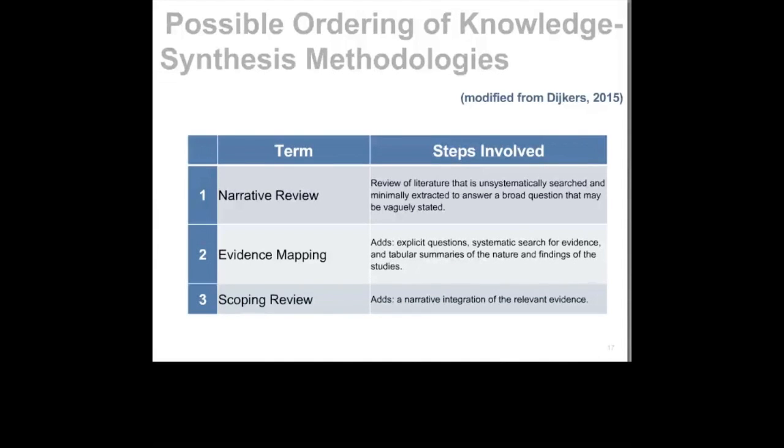Dykers, who is a frequent presenter here on KDDR workshops, came up with a possible ordering of knowledge synthesis methodologies, kind of ordering them by the degree of rigor and transparency. It starts with the narrative review as the least transparent variation here, a review of the literature that is unsystematically searched and minimally extracted to answer a broad question that may be vaguely stated. Then a step upwards is the evidence mapping. It adds on a more explicit question, a more systematic search for literature, and tabular summaries at the end where the findings are presented in a systematic way.